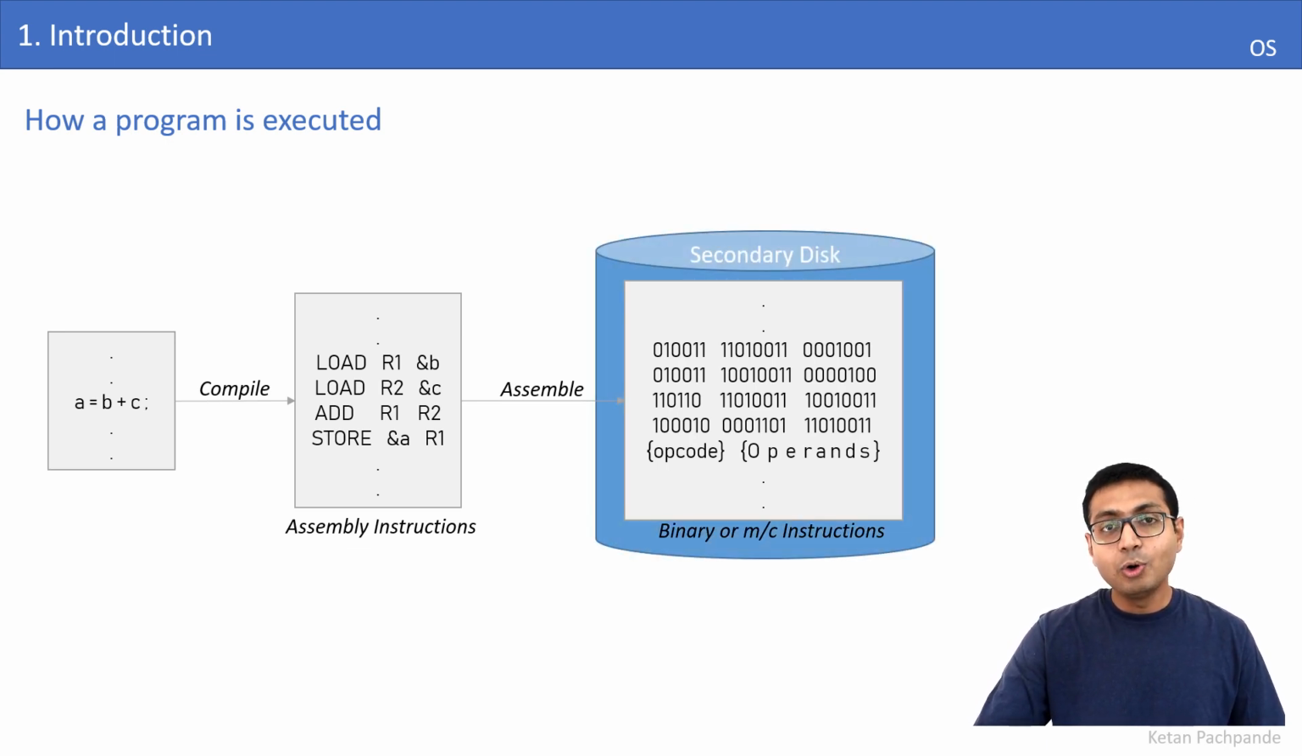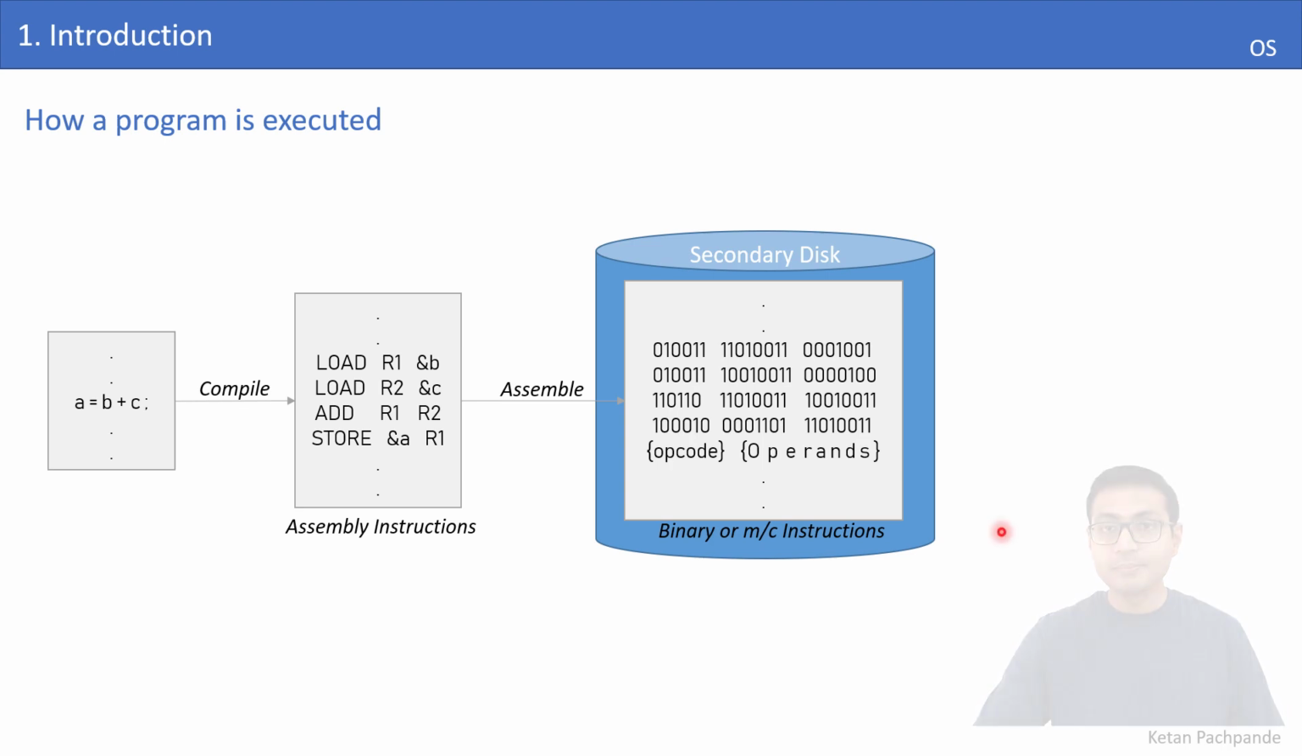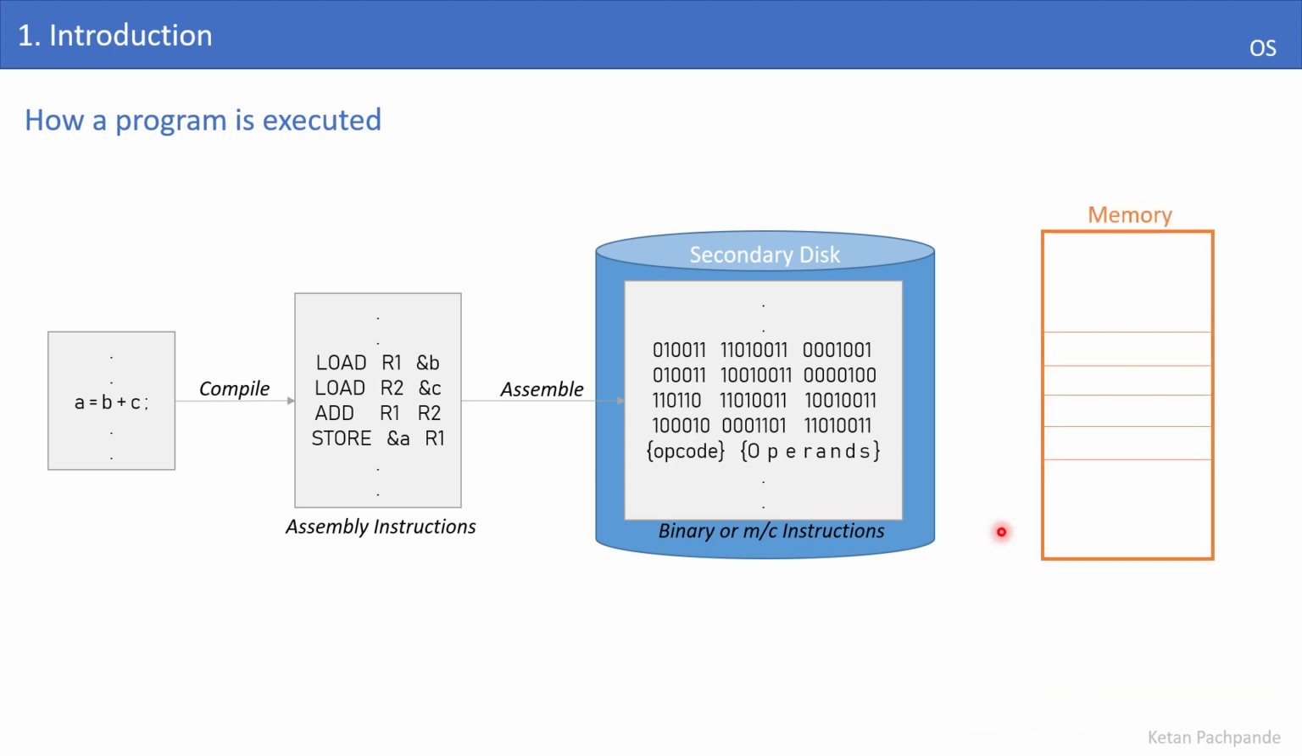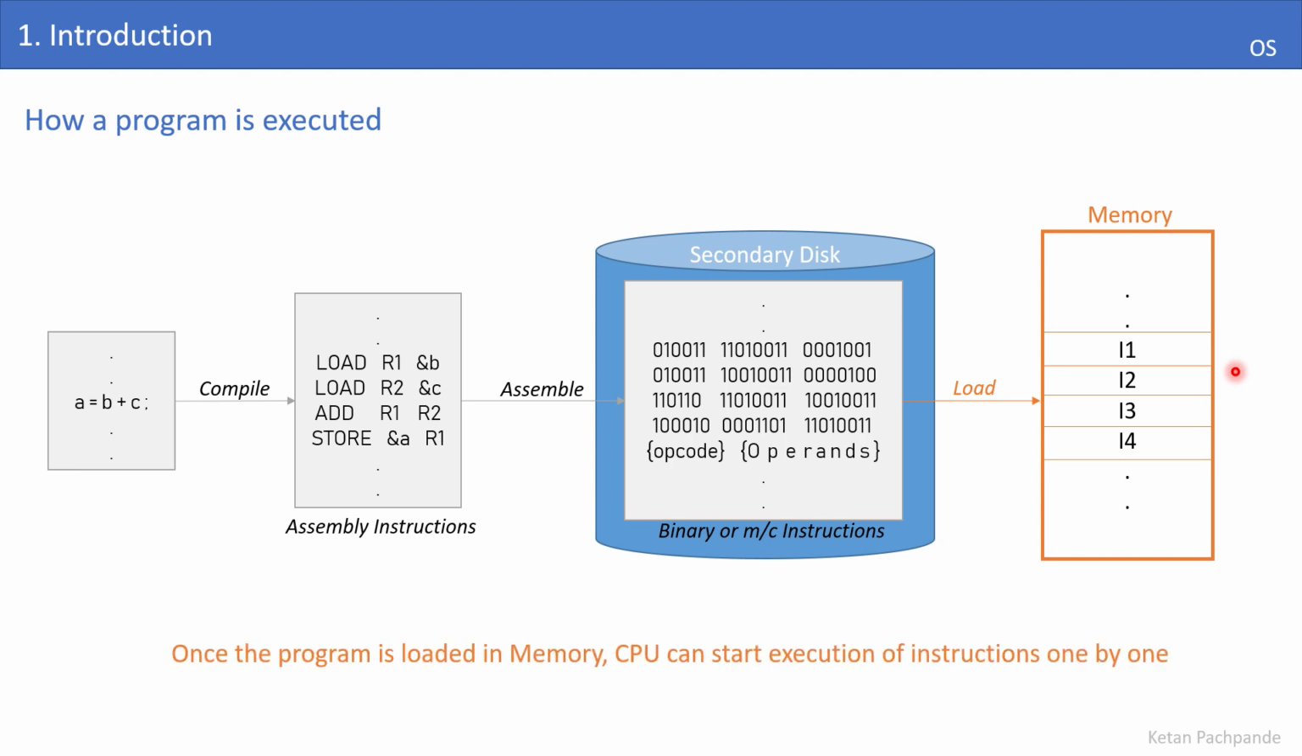In some file, what we call that file as executable file or program. When user says that I want to run this program, it is first loaded in memory, that is your RAM, by the operating system. These instructions stored in the program are loaded in memory instruction wise, one by one. So here instruction 1, 2, 3, 4, etc. are loaded in a sequential manner in the memory. And once it is loaded in the memory, the CPU can now start the execution of these instructions.